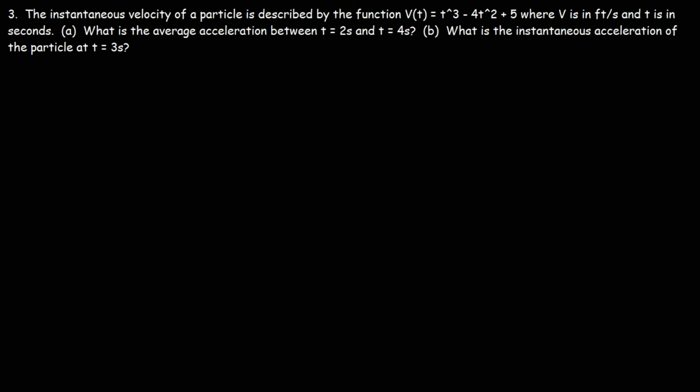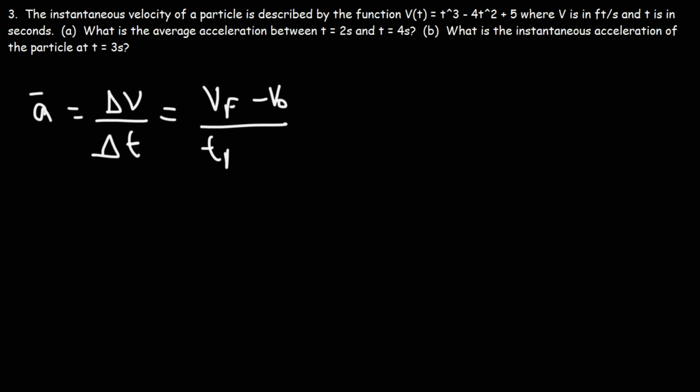Now let's try this problem. The instantaneous velocity of a particle is described by the function v of t is equal to t cubed minus 4t squared plus 5, where v, the velocity, is in feet per second and t is in seconds. So what is the average acceleration of the particle between t equals 2 and t equals 4 seconds? Keep in mind, average acceleration is basically the change in velocity divided by the change in time. The change in velocity is v final minus v initial. The change in time is also t final minus t initial.